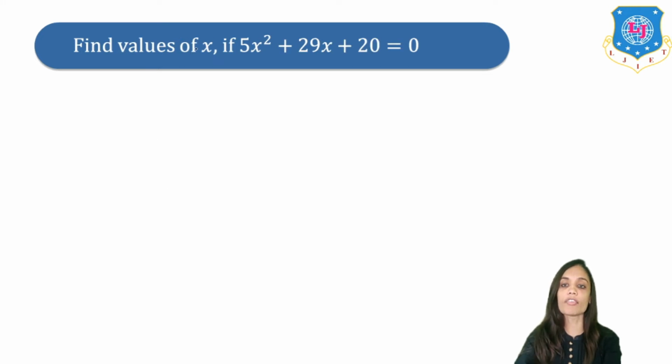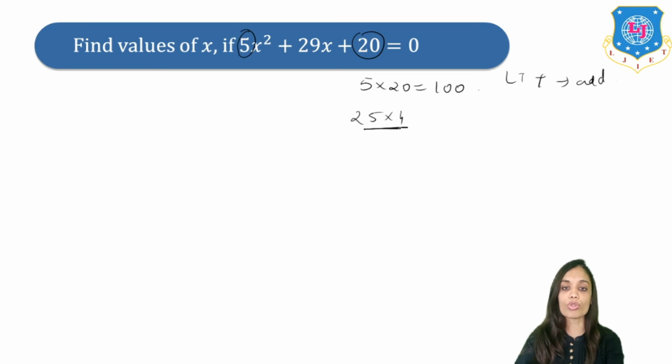So we have to find the values of x if 5x square plus 29x plus 20 is equal to 0 is given. So firstly let us find the factors only. Here let me take 5 and 20 together. So 5 into 20 will be 100. Now the last term sign is plus, so we have to add the two factors. So let us write a few factors. So 100 can be obtained by 25 and 4. If I add these two, 25 plus 4 will give us the answer 29, which is our required answer.